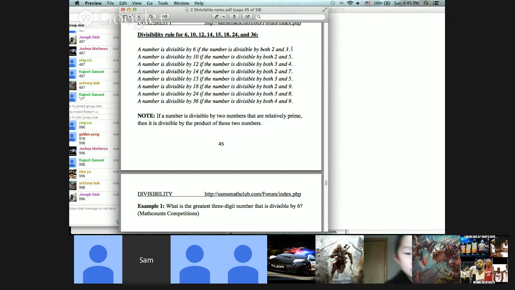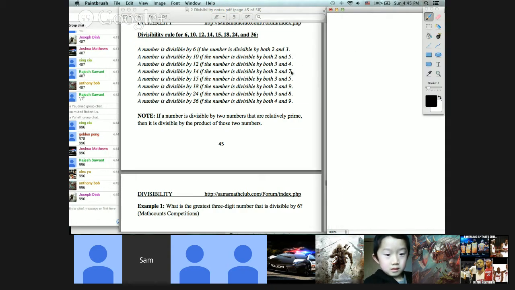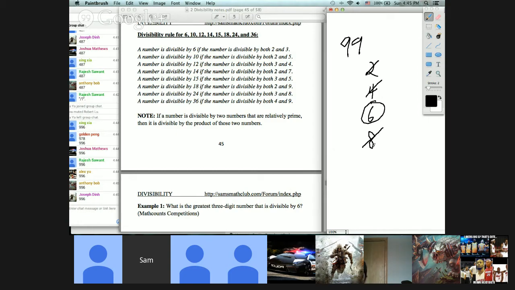Nice job to those of you who got 996. That's the correct answer. The way you think about this one is it asks for the greatest three-digit number, so the first two digits should be really high. 99 is the greatest they could possibly be. And also it has to be divisible by 6, so it's divisible by both 2 and 3. If it's divisible by 2, the last digit has to be even, so it could be 2, 4, 6, 8. And if it's divisible by 3, then the sum of the digits must be divisible by 3. So this doesn't work, this doesn't work, 6 works, 8 doesn't work. So 6 is the only one that works.